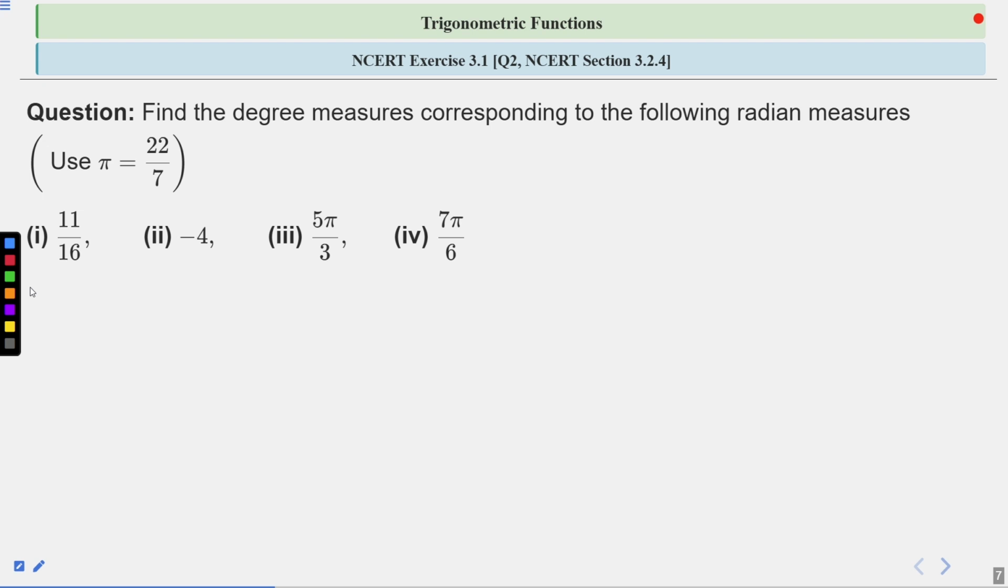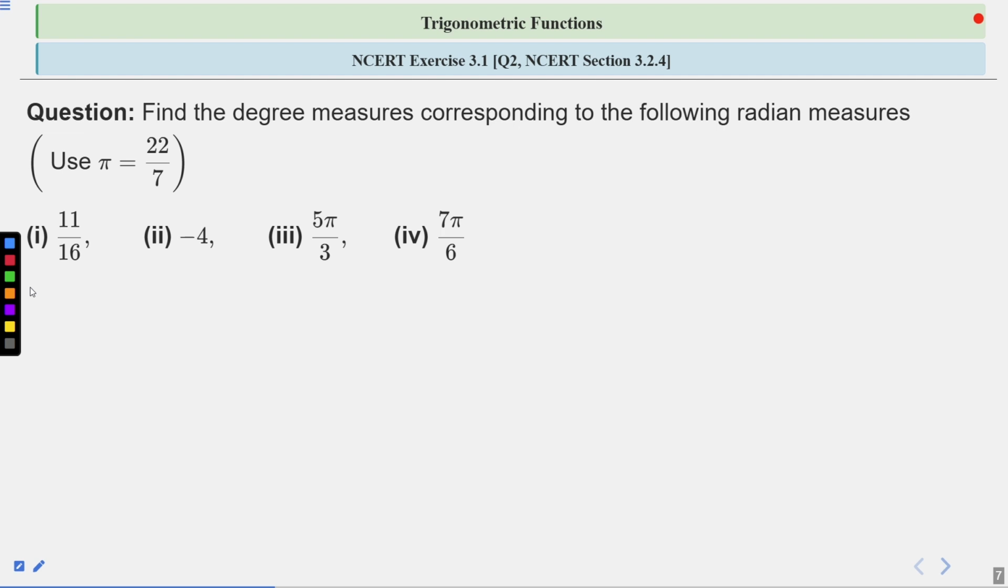Now let's start with question number 2, which says: find the degree measures corresponding to the following radian measures. Use pi equal to 22 upon 7. You have to use pi equal to 22 upon 7, and calculate the degree measures corresponding to the following radian measures.